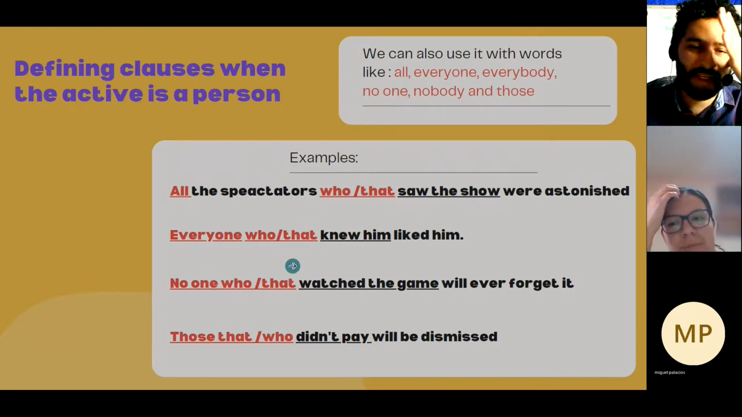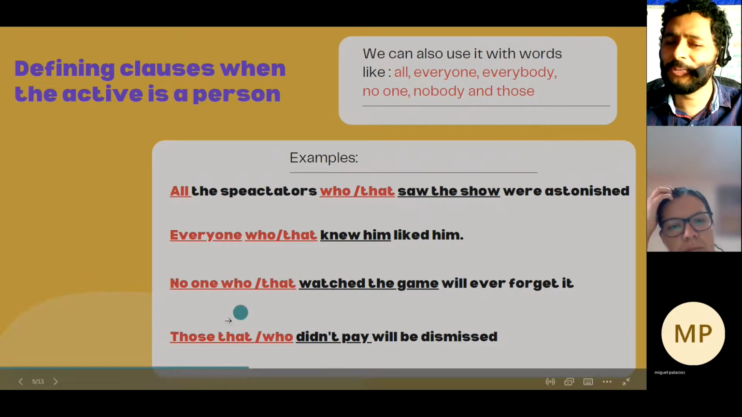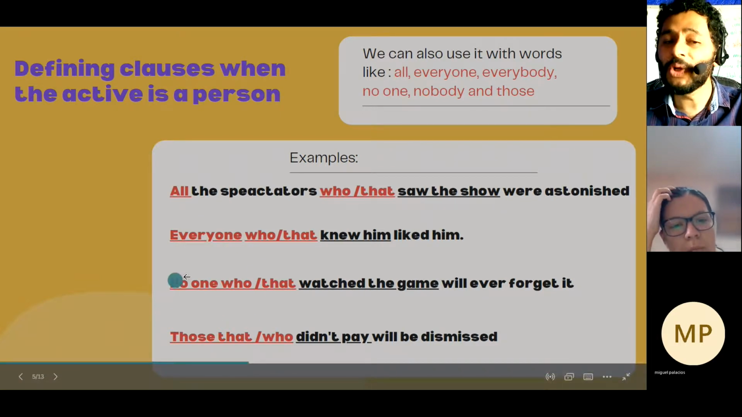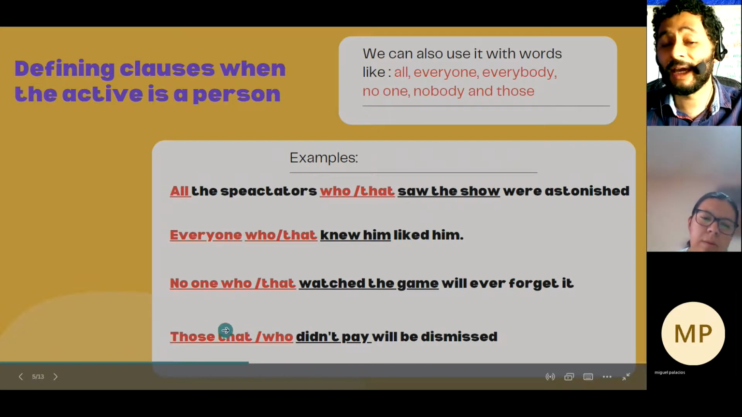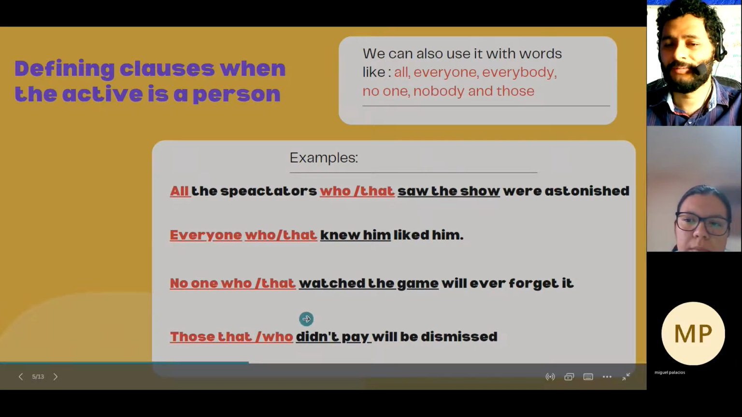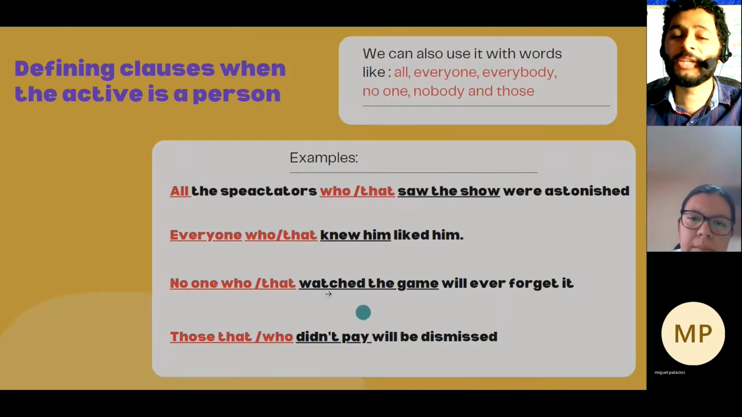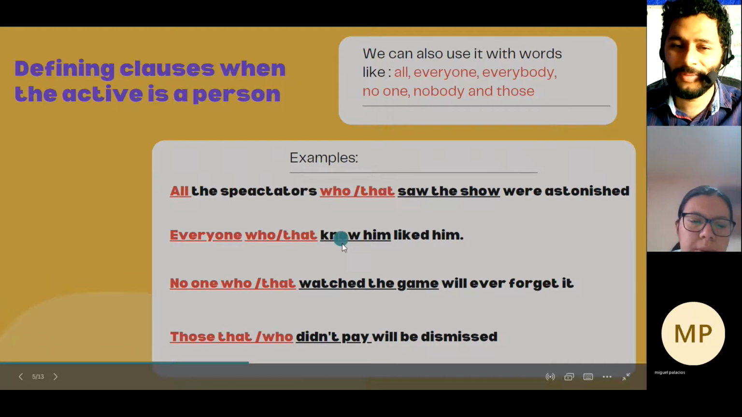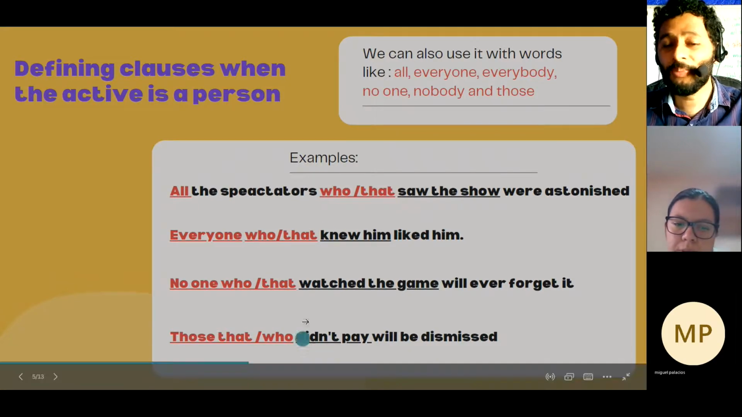Entonces, bueno, el punto con todas estas es que lo puedes ocupar con todas estas palabras, ¿no? No one who, everyone who, those that, o those who, aquellos que. Those who didn't pay will be dismissed. Aquellos que no pagaron, those who didn't pay will be dismissed. ¿Vale? Entonces, de nuevo, mira, tienes un verbo, o puedes tener un auxiliar, como dijimos, ¿no?